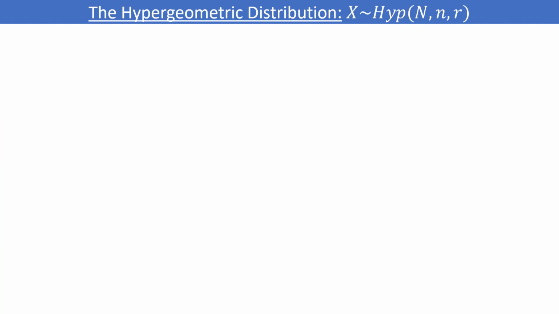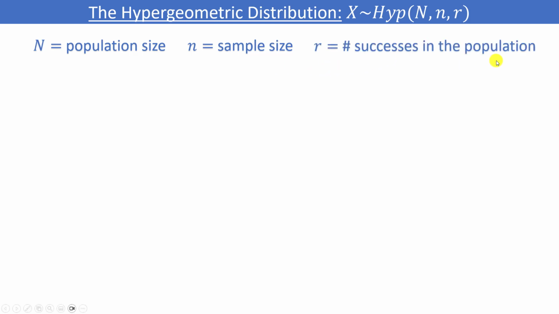The hypergeometric distribution is typically thought to have 3 parameters: capital N, lowercase n, and r. Capital N is the population size, or the total number of objects that you are choosing from. For our example of the balls in the urn, this would be the total number of balls in the urn. Lowercase n is the sample size. This is the number of objects that you are choosing. In the example of the urn, this would be the number of balls that you are choosing. R is the number of successes in the population. This would be like the number of, let's say, blue balls that are in the urn.